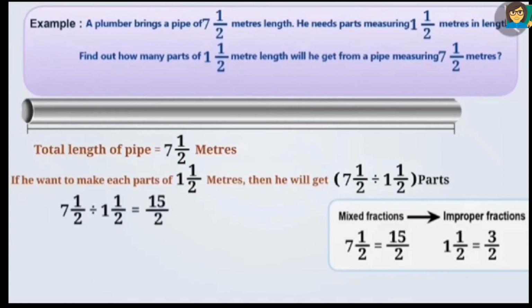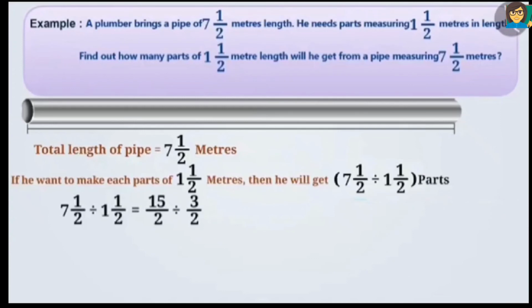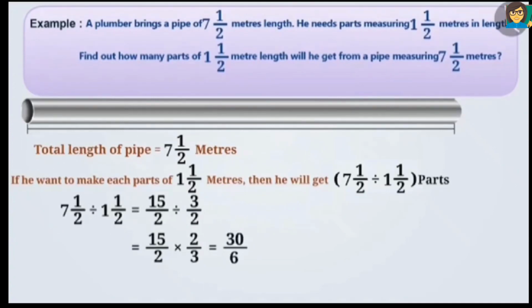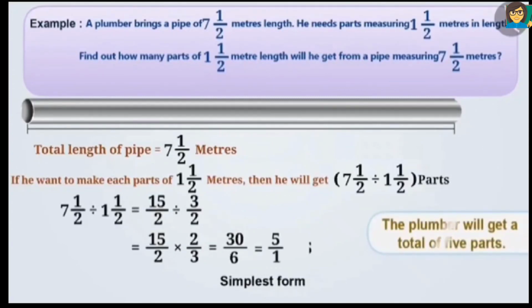To solve this, we will keep the first number exactly the same and multiply it by the reciprocal of the second number. Here, the reciprocal of 3/2 is 2/3. We will first multiply the numerators and the resultant numerator will be 30. We will then multiply the denominators and the resultant denominator will be 6. Then we simplify it. Here, if we divide the numerator by the denominator, we get the simplest form as 5/1, that is 5. So we can say that the plumber will get 5 parts in total.